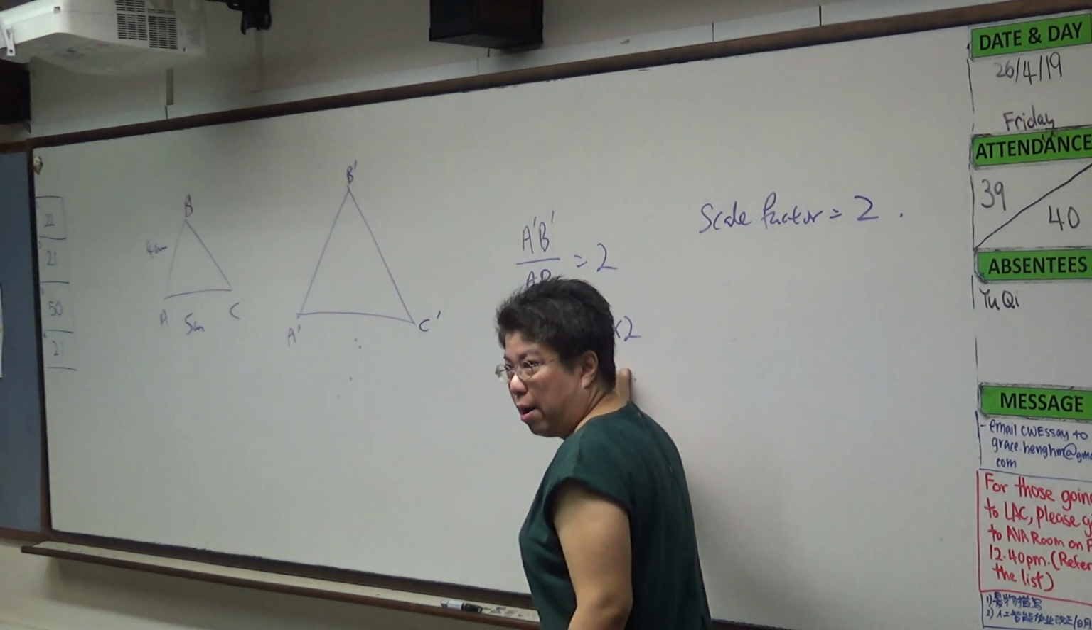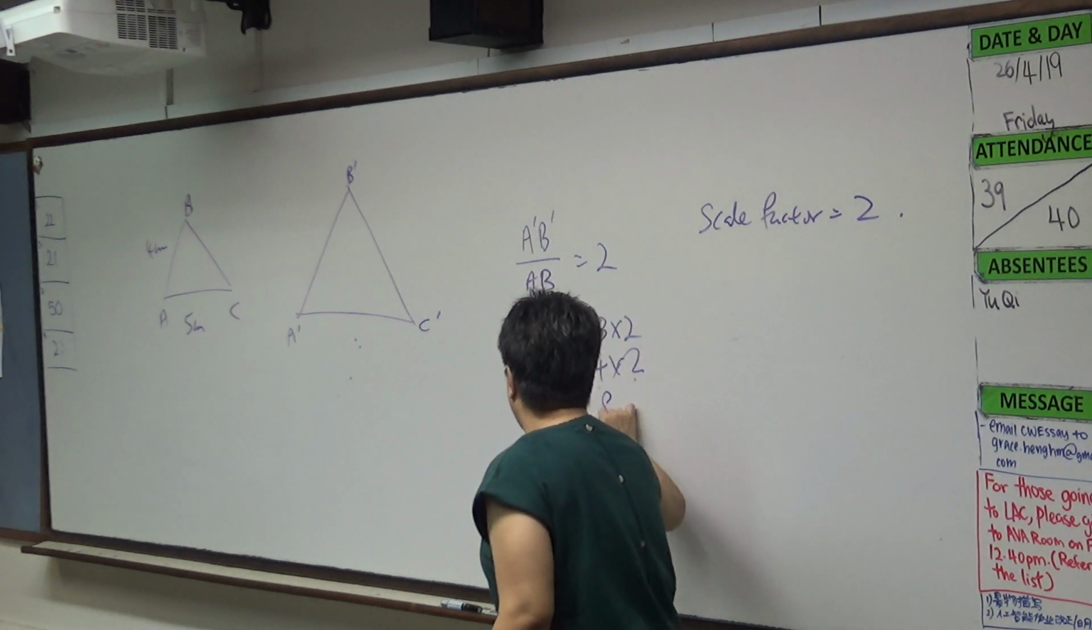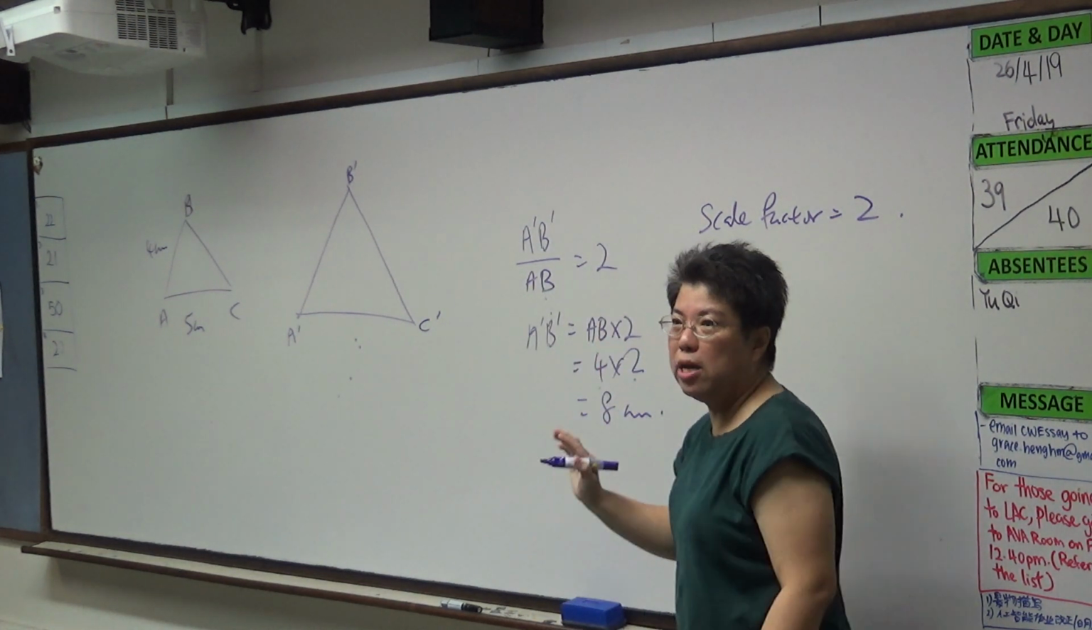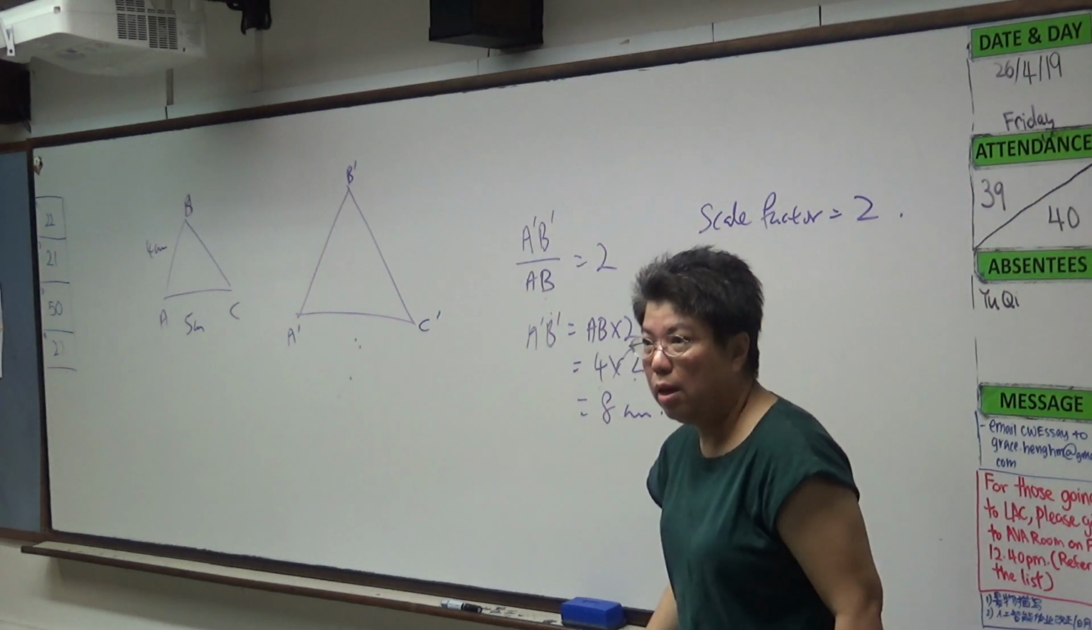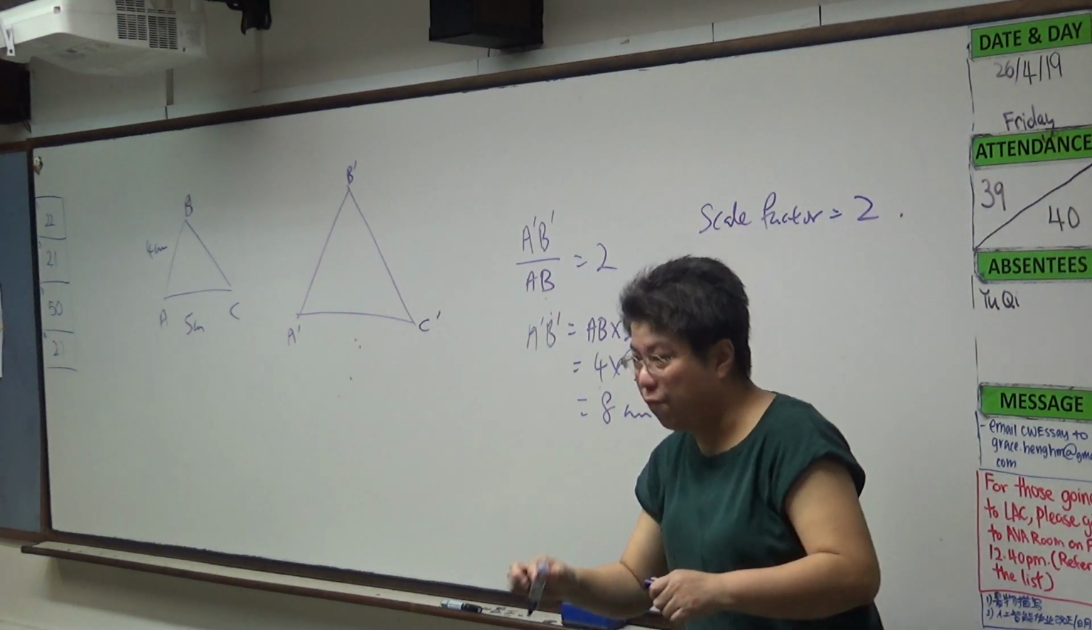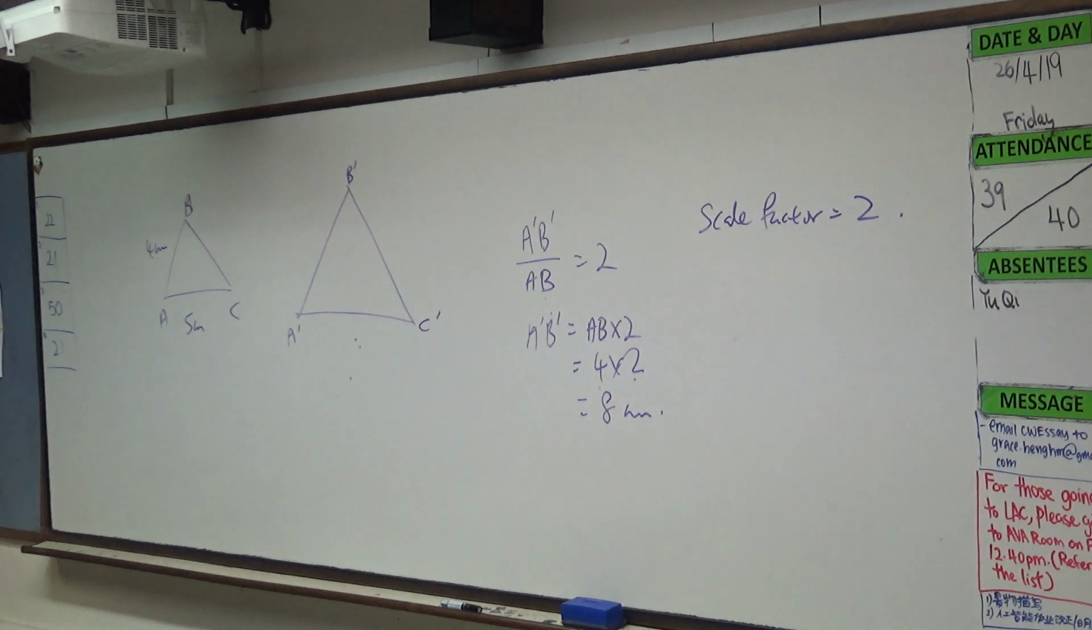4 times 2 is 8 cm. Now, of course, you can just do 4 times 2, 8 straight away. It doesn't matter, okay? Because it's quite obvious here. But the thing is, what I want to stress is this.